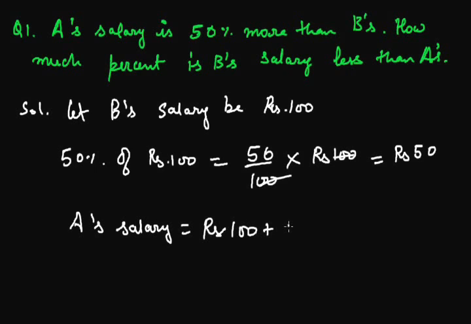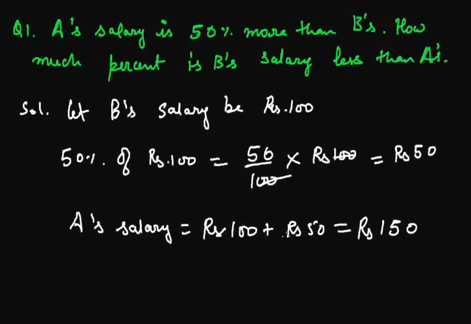Now since A's salary is ₹50 more than B's salary, therefore A's salary will be ₹100 plus ₹50. Since A's salary is 50% more than B's salary, B की सैलरी 100 रुपये है तो A की सैलरी उससे 50% ज़्यादा, यानी कि उसकी 50% यानी ₹50 ज़्यादा होगी, तो A की सैलरी हो जाएगी ₹150.